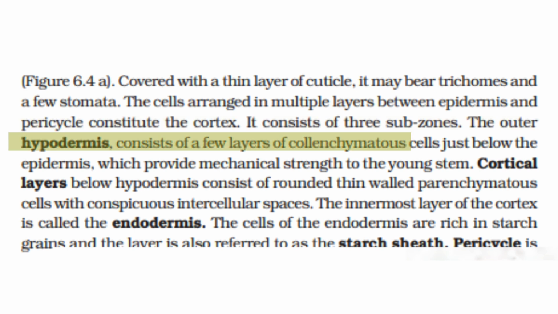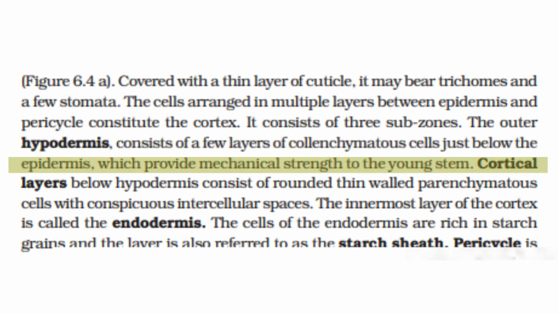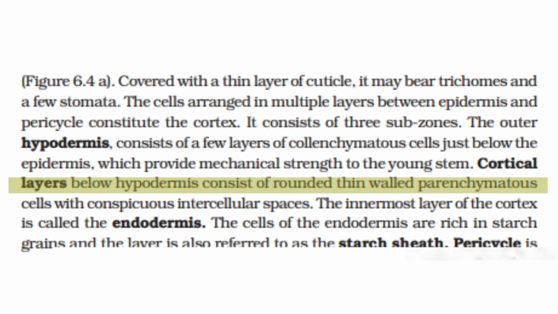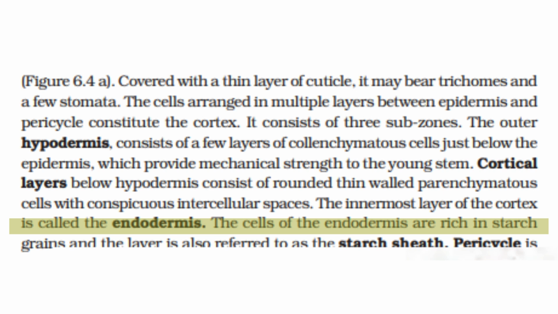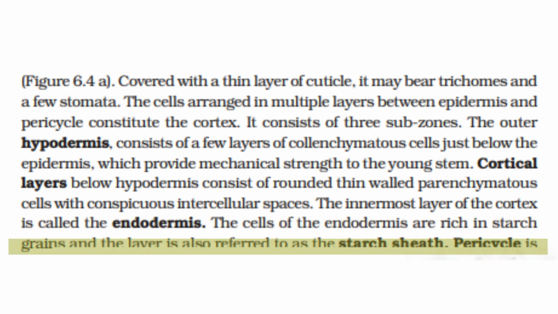The outer hypodermis consists of a few layers of collenchymatous cells just below the epidermis, which provide mechanical strength to the young stem. Cortical layers below hypodermis consist of round thin-walled parenchymatous cells with conspicuous intercellular spaces. The innermost layer of the cortex is called the endodermis. The cells of the endodermis are rich in starch grains, and the layer is also referred to as the starch sheath.